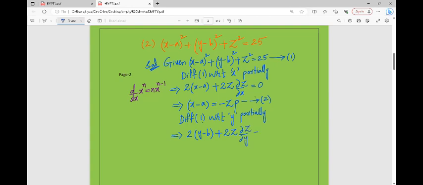Now dividing by 2, we are getting y minus b plus z into dou z by dou y equals 0. If you bring this value to that side, it becomes y minus b equals minus z into dou z by dou y. This is taken as equation number 3.